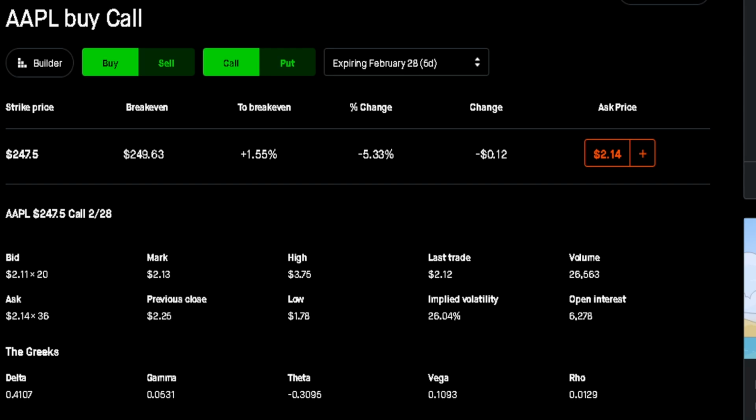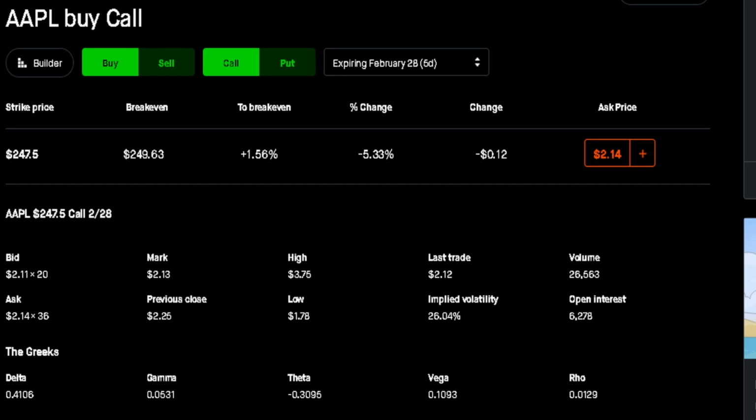So with options, there are two options that you can do. Well, technically four. You have calls and puts, which is the two that you can do, but you can buy or sell calls or puts. So you have four options, but only two subsets that you can do. And it all depends on what you're looking to do.